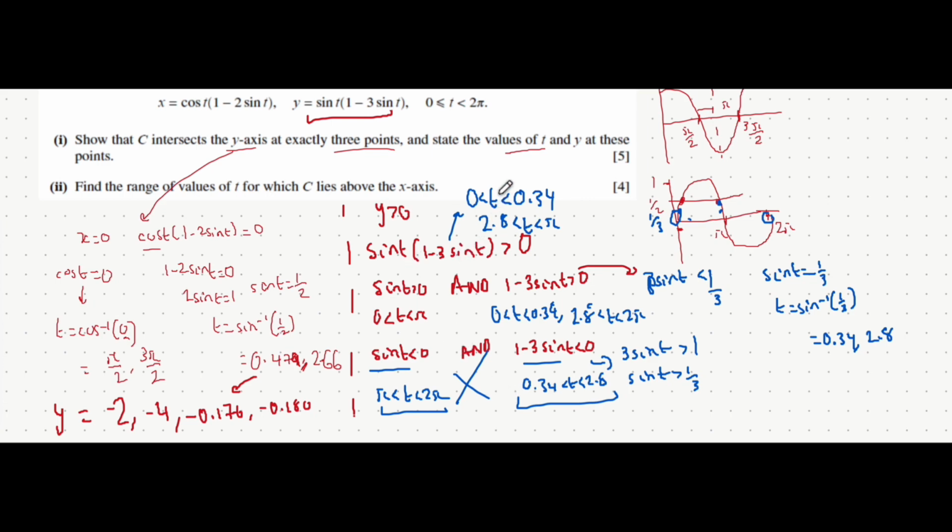So there's only two inequalities that you write for your solution, which are these two inequalities here, because these are the only positions where both sine t and 1 minus 3 sine t are both positive. And so they'd multiply to give a positive number, which would then be greater than 0. And then y would be greater than 0, meaning the curve C would be above the x-axis. Pretty difficult way of thinking about it, but hopefully that made sense to you guys.